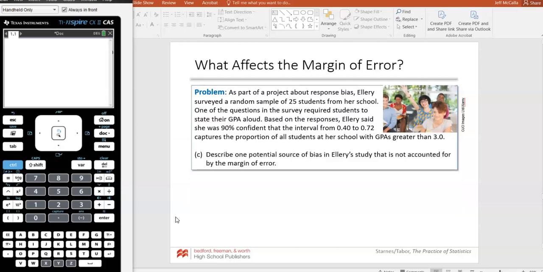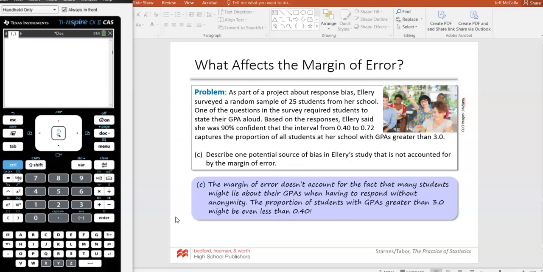Describe one potential source of bias that is not accounted for. Well, I mean, just the way she asked it, right? The students are saying their grade point average out loud. I don't know about that as a teacher, but I think there might be some students that might not tell the truth there. They might lie about their GPAs because they're not proud of their GPA, potentially.